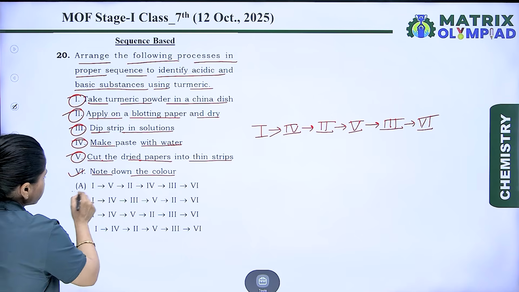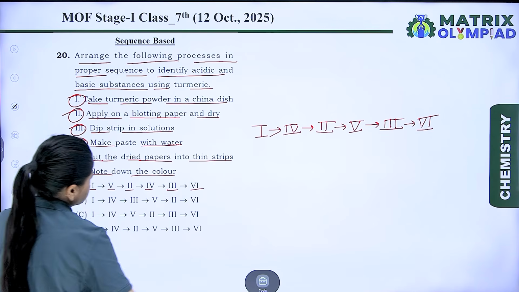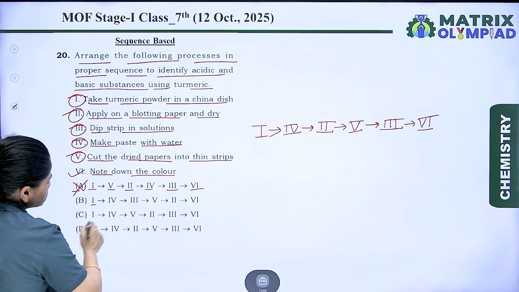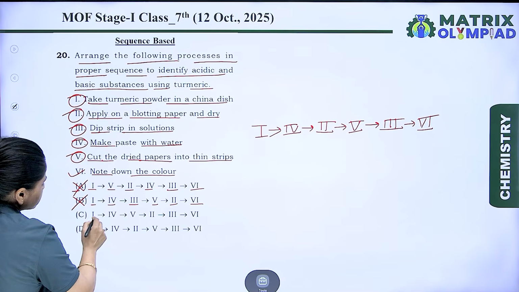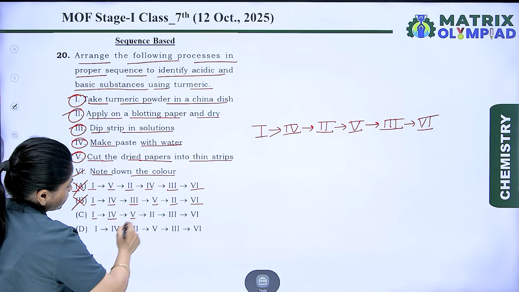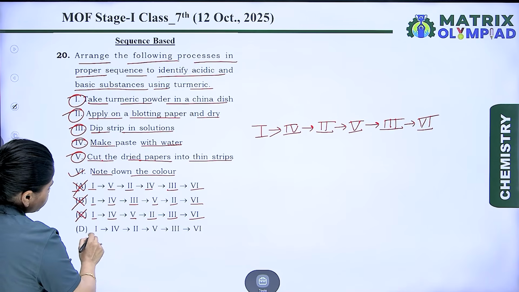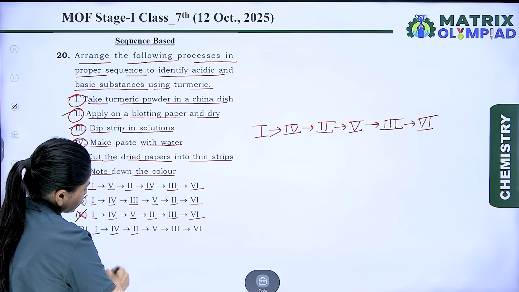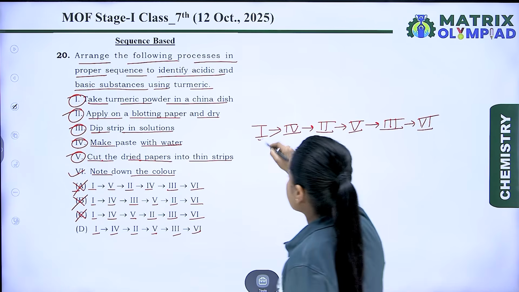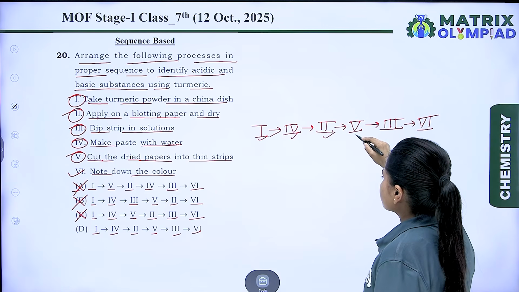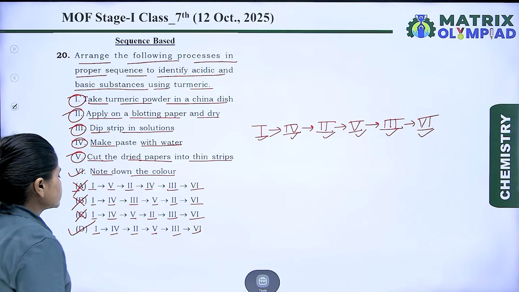Now, options are option A, first, fifth, second, fourth, third and sixth. This is wrong. B, first, fourth, third, fifth, second, sixth. This is wrong. C, first, fourth, fifth, second, third, sixth. This is again wrong. And D, first, fourth, second, fifth, third, sixth. Yes, this is correct. First, fourth, second, fifth, third and sixth. So the correct answer is D for this question.